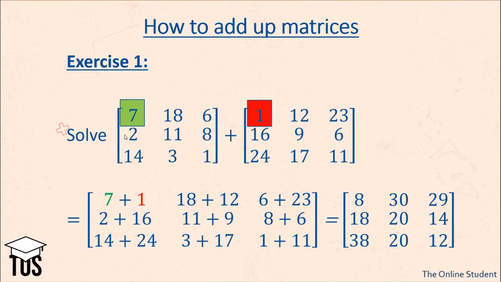So let's say our second row, first column is 2. Now our second row, first column on the second matrix is 16. So we add up 2 plus 16. Of course, we need to simplify this, so 7 plus 1 equals 8, 2 plus 16 equals 18, and so on and so on. Quite easy.